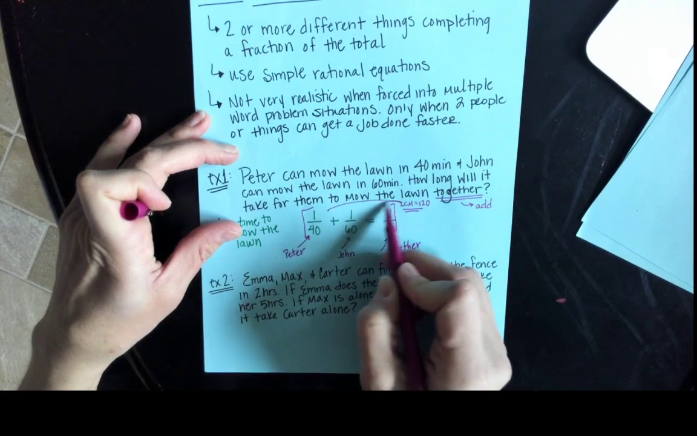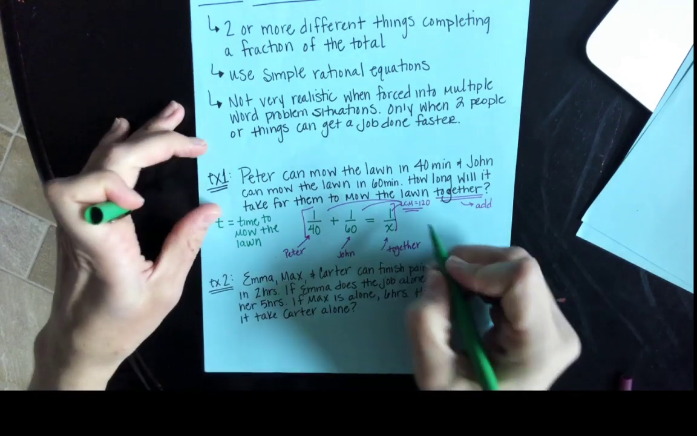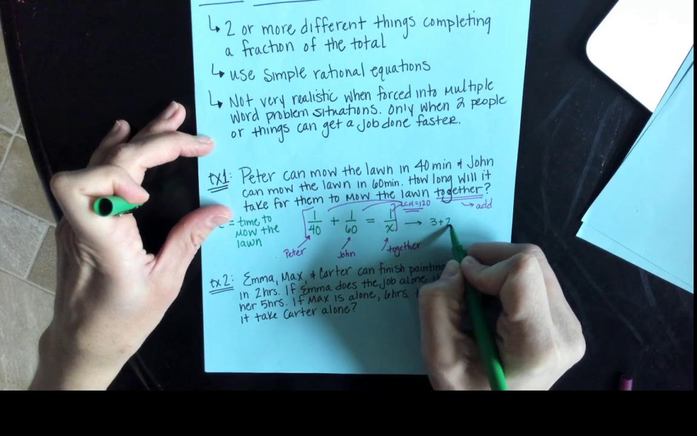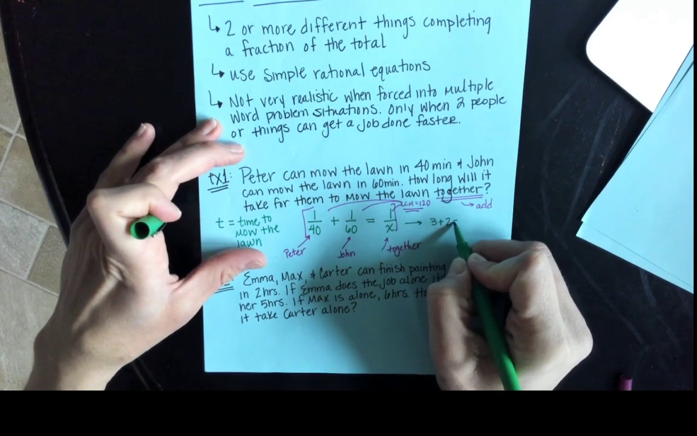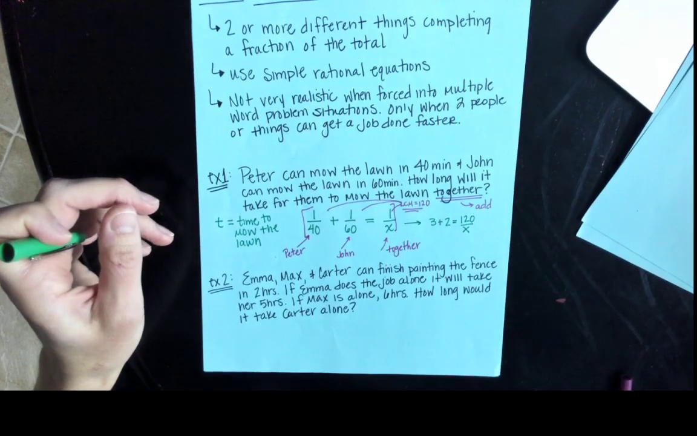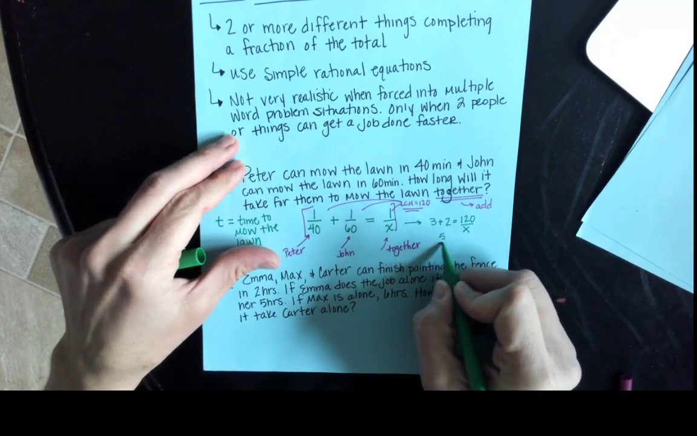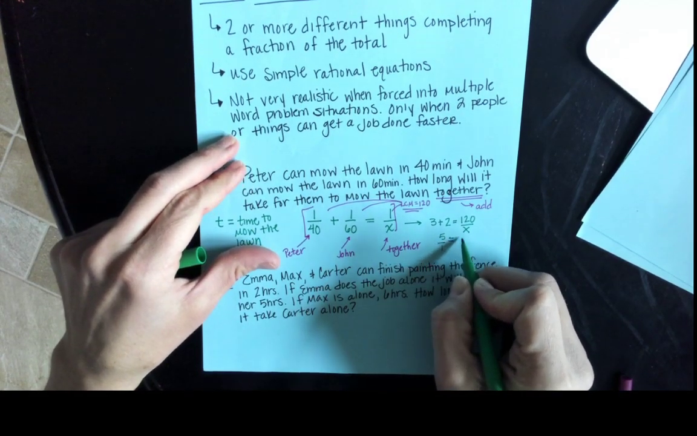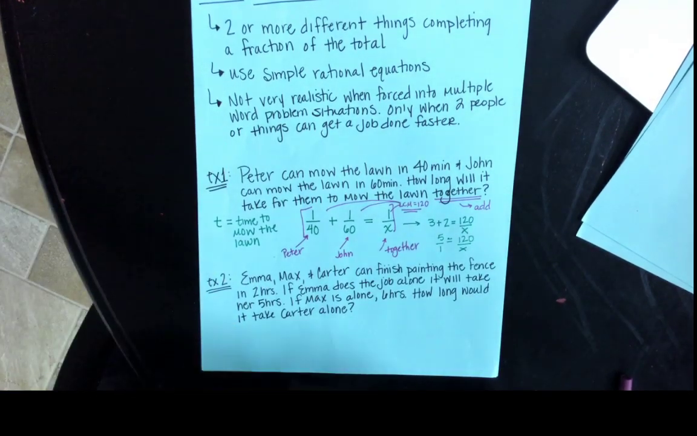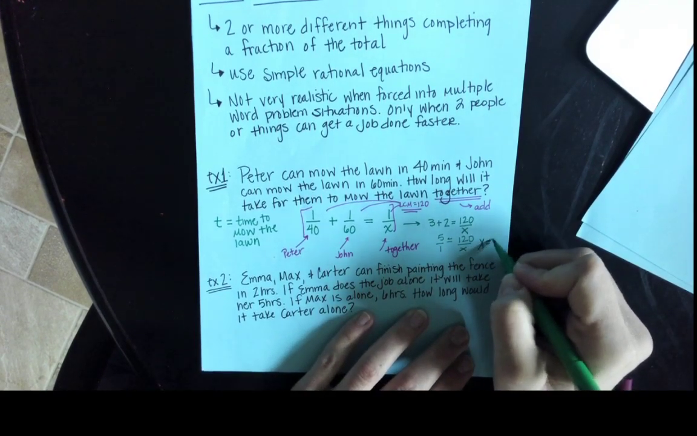And in distributing, what you end up with is 3 plus 2 equals 120 over x. This ends up being a proportion. 5 over 1 equals 120 over x. And when you cross multiply, you end up finding out that x is going to be 24.